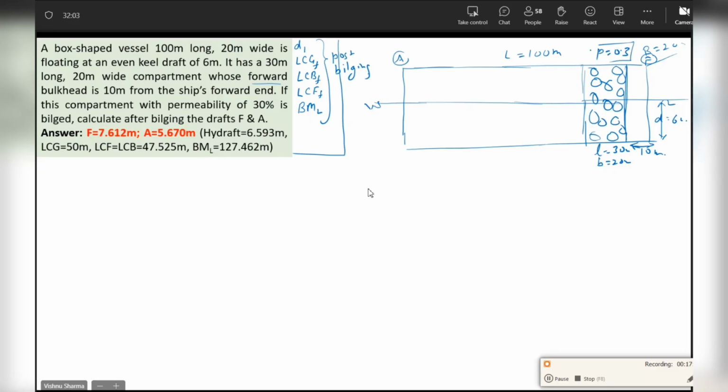P.3. KG of the vessel is not given in the question. You can see the question again. He wants us to find out the drafts forward and aft after bilging.